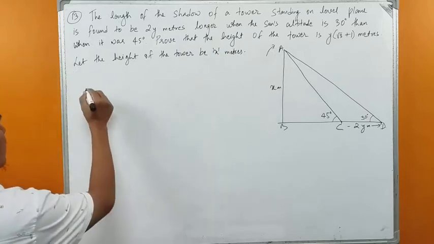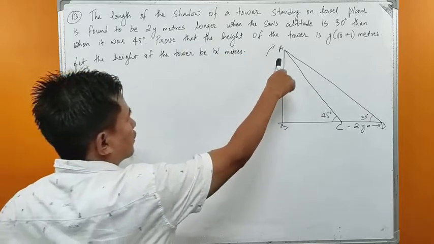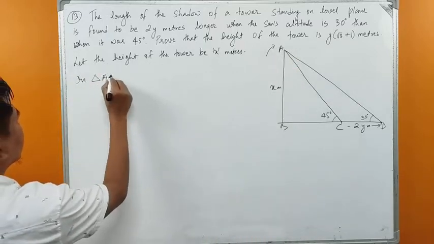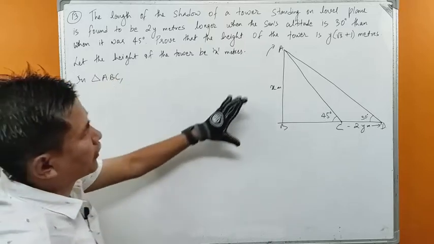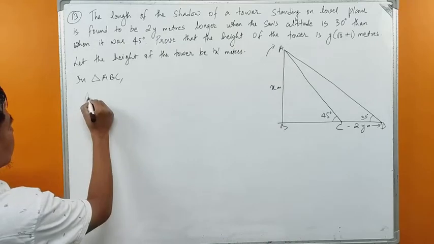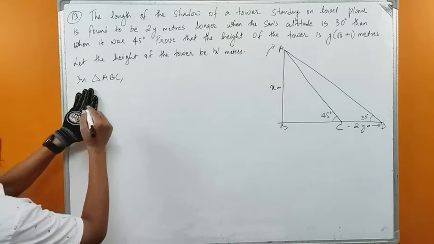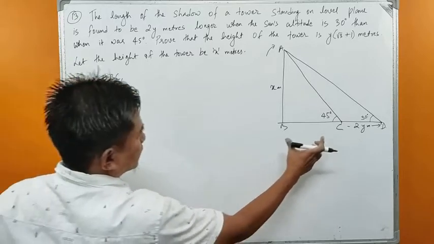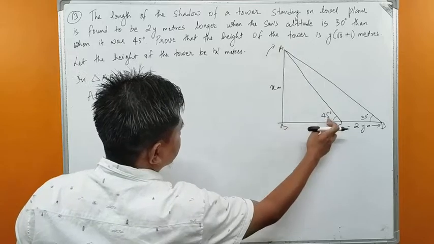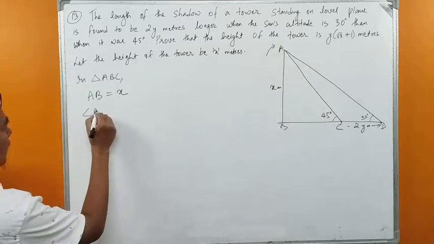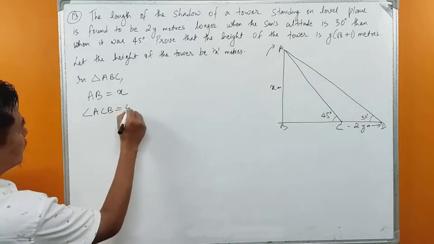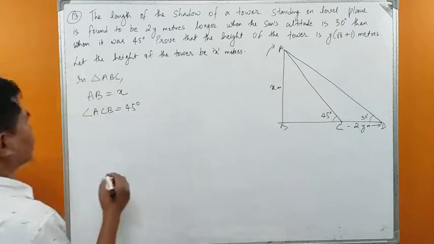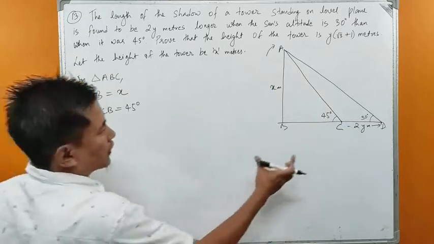Okay, in triangle, let us check out smaller triangle ABC. In triangle ABC, we have AB, that is height of the tower, AB equals to x, isn't it? And angle ACB equals to 45 degree. Angle ACB equals to 45 degrees, isn't it? ACB, C should be in the middle. Okay, so applying tan theta, we can find BC.